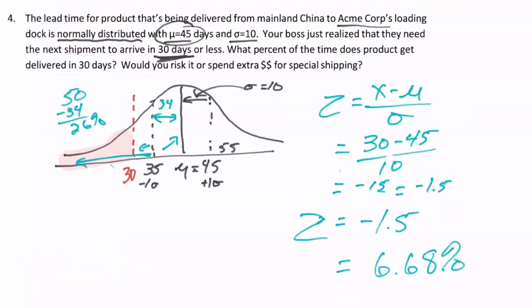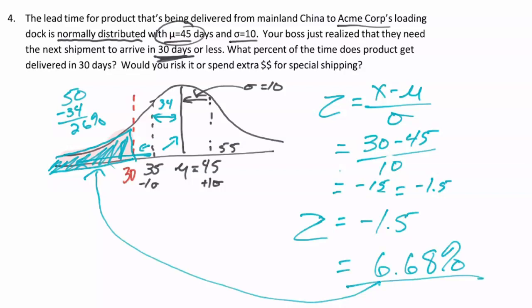All right, let's go back to the problem and resolve this thing. Okay, so here's what we've got after taking a look at a z-score of negative 1.5 in our z-score table. We find out that that's 6.68%, and that equates to the amount that's in this red region right here that I'm now, I guess, coloring in blue. But you get the idea. And so the question is, what percent of the time does the product get delivered in 30 days or less? That's going to be 6.68%.